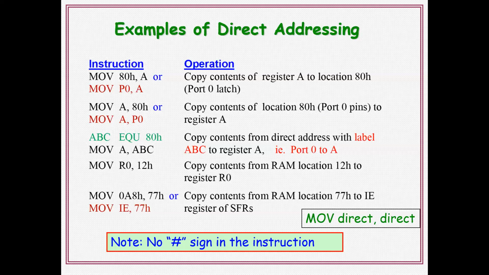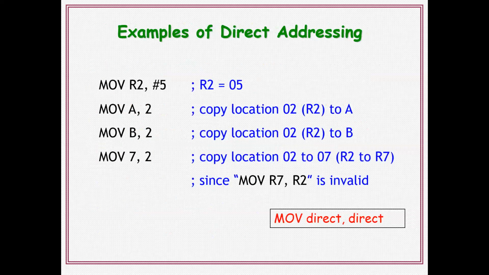So here note the point: there is no hash sign in the instruction because it is not immediate addressing mode, it is direct addressing mode. Direct addressing mode indicates that there is no hash sign. Okay, and next.